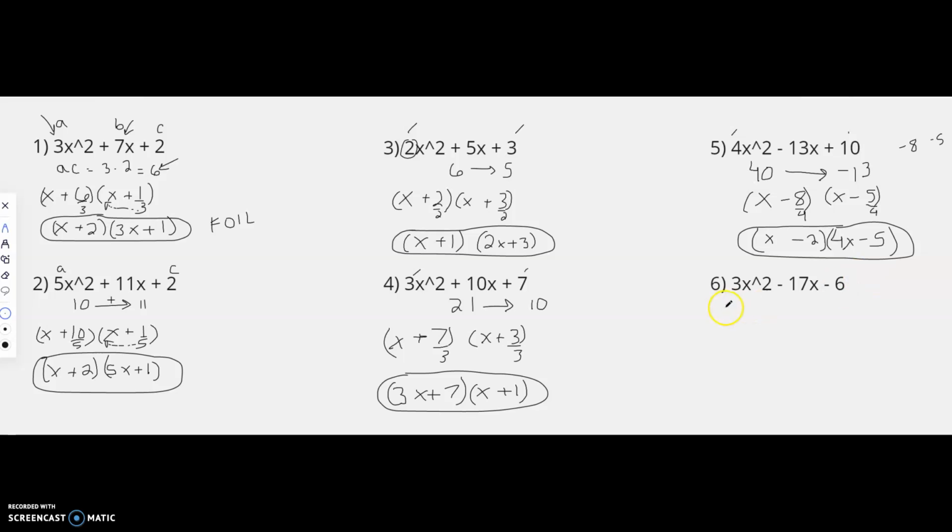Finally, 3 times negative 6 is a negative 18. And we want factors of negative 18 that add up to negative 17. Those two numbers would be negative 18 and positive 1. So here's our intermediate step, x minus 18 and x plus 1. Go back to the a number, 3. Divide each of our terms by it. If it divides, wonderful. But if it doesn't, put the 3 out in front of the x.